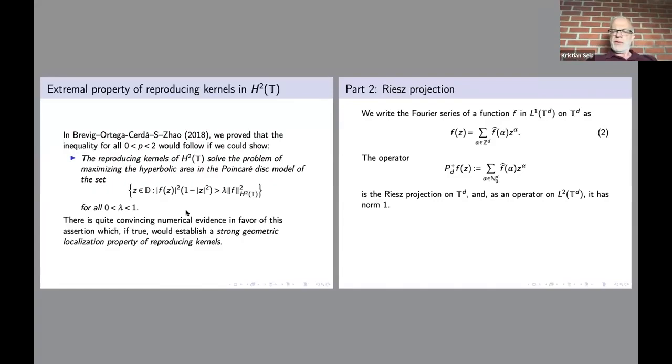I'm spending far too much time, so I will have to rush. Sorry for that. Okay, so next is a problem about Riesz projection. What is Riesz projection? Well, we have a Fourier series of a function in L1 of T^d, and we do orthogonal projection onto H2. It means that we just restrict to the non-negative frequencies like this, right? And as an operator on L2 of T^d, it has, of course, norm 1.